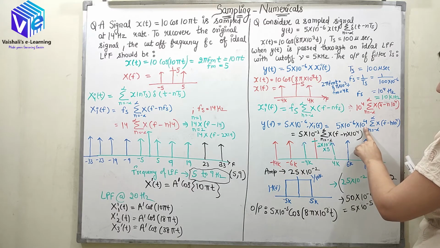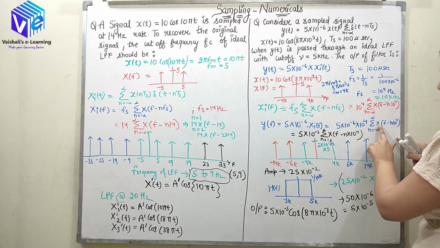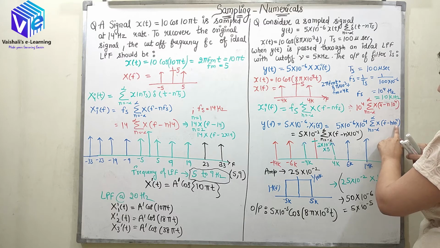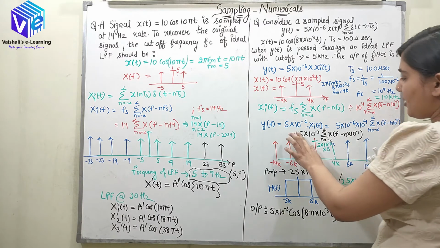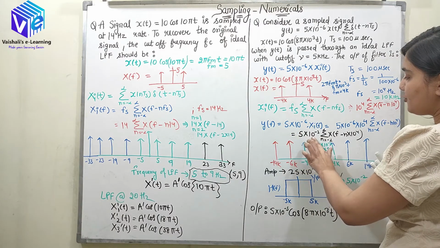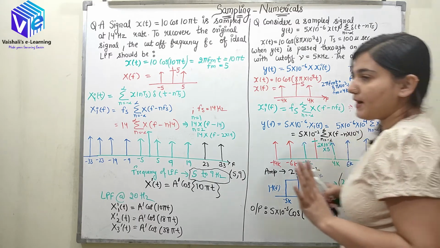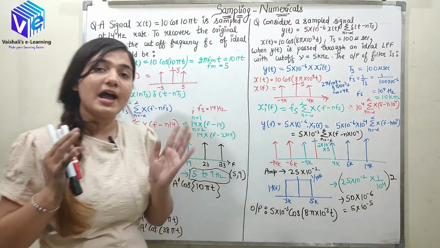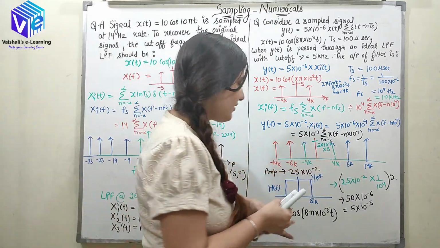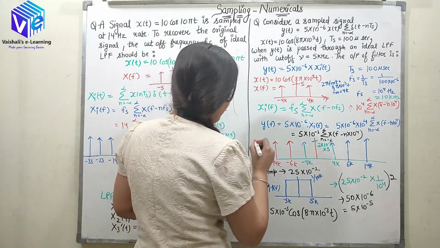So Xi(f) was fs multiplied by summation X(f minus n fs). So now the output was 5 into 10 raised to power minus 2 summation X(f minus n into 10 raised to power 4). So this is Y(f). So I just plotted Y(f). So this is Y(f).